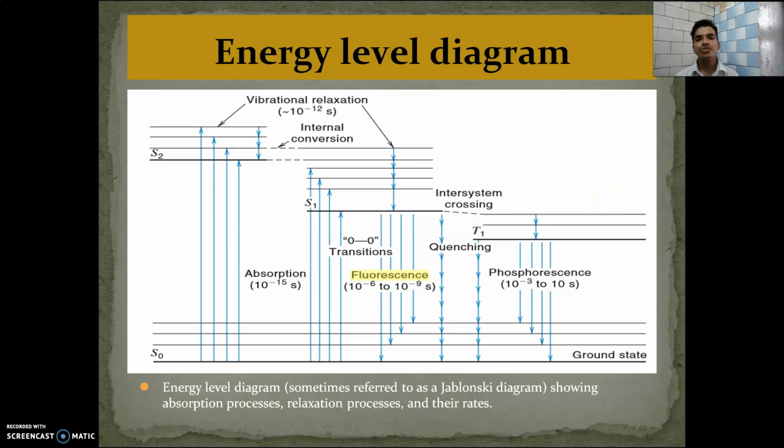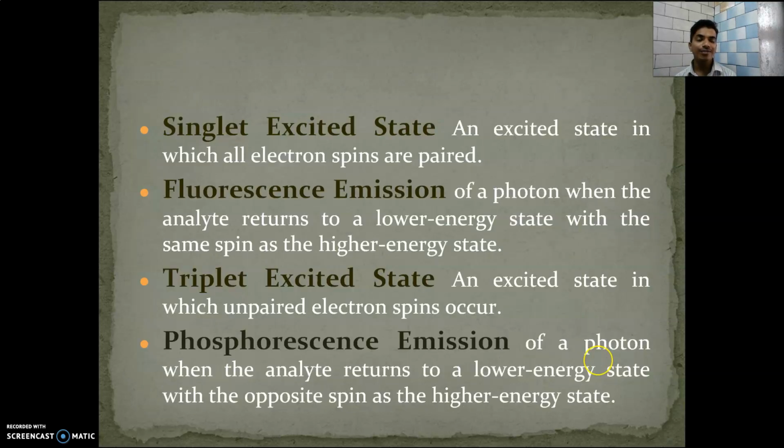So this is the detailed energy level diagram. From that we come to know what type of changes take place when the molecule comes to the ground state. The energy level diagram, also called a Jablonski diagram, shows the absorption process, relaxation process, and their rates. So this is S0, S1, S2, T1. There is vibrational relaxation, internal conversion, absorption of energy, intersystem crossing, quenching, then phosphorescence. We will come to know what they are from this slide.